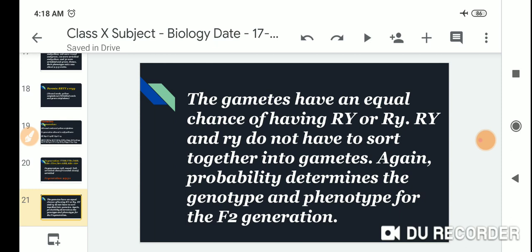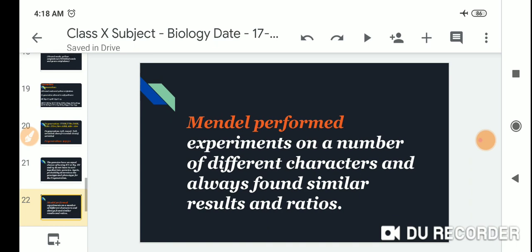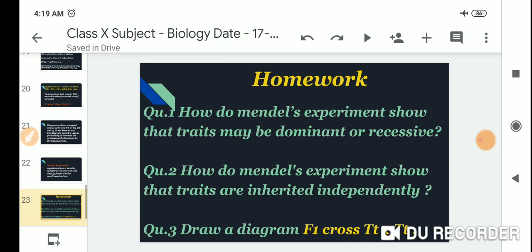Again, we use probability to determine the genotype and the phenotype for the F2 generation. Mendel performed experiments on a number of different characters and always found similar results and ratios.